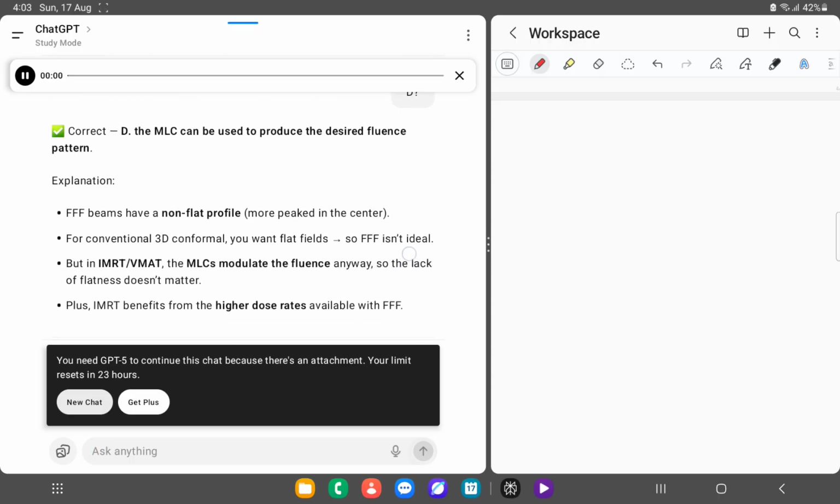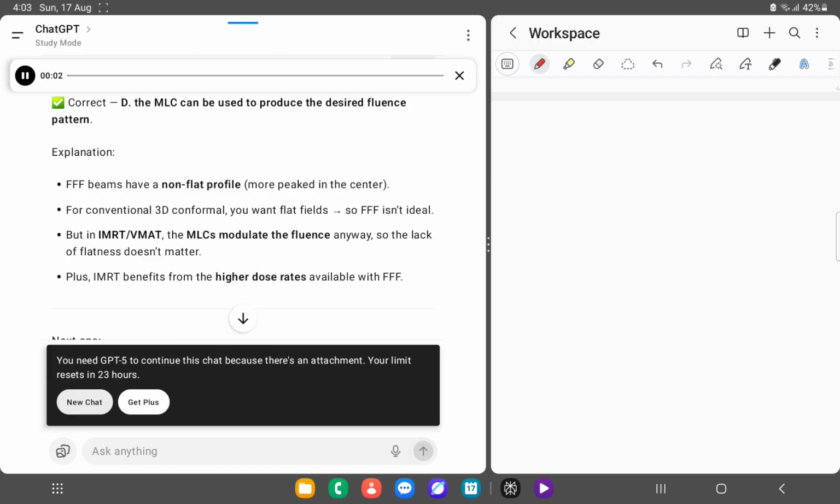Correct. D, the MLC can be used to produce the desired fluence pattern. Explanation: FFF beams have a non-flat profile, more peaked in the center. For conventional 3D conformal, you want flat fields, so FFF isn't ideal. But in IMRT and VMAT, the MLCs modulate the fluence anyway, so the lack of flatness doesn't matter. Plus, IMRT benefits from the higher dose rates available with FFF.